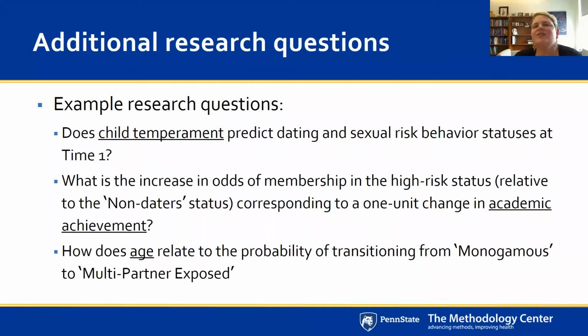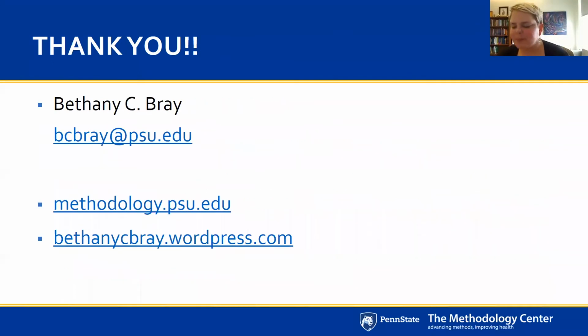Some additional research questions. Does child temperament predict dating and sexual risk behavior statuses at time 1? Or what is the increase in odds of membership in the high risk status relative to a low risk status corresponding to a 1-unit change in academic achievement? So academic achievement could be continuous. The interpretation is the same. It's all about a 1-unit increase. Another example would be how does age relate to the probability of transitioning from one status to another?